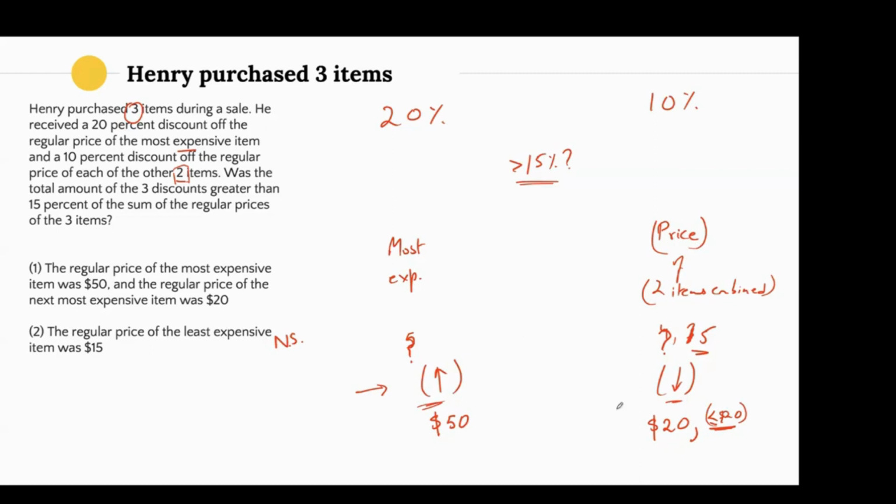Fine. So to put that in slightly different words, basically the price for the two items combined, no matter what, will be less than or equal to $40. And the price for the expensive item is $50. So the 20% discount is on the more expensive price. The 10% discount is on something less than $40. Therefore, the overall average will be closer to 20 than to 10. That means it will be more than 15. So statement 1 alone is sufficient.